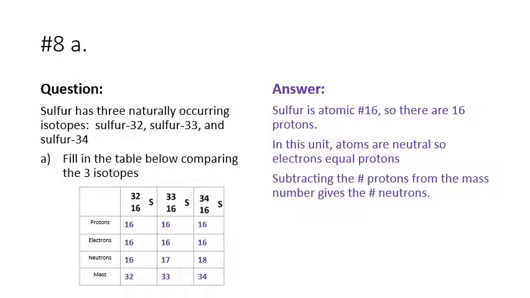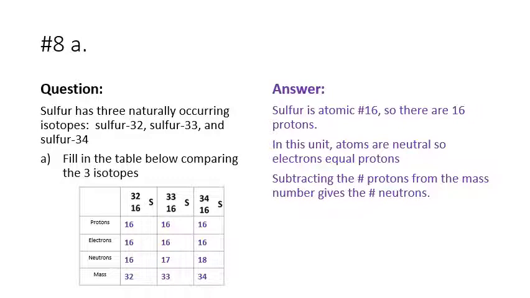Okay, question 8 is asking you about sulfur. Sulfur has 3 naturally occurring isotopes, sulfur 32, 33, and 34. And so question 8 just wanted you to fill in the data table. Because it's sulfur, it's number 16. We know protons are going to be 16 for each. In this unit, our atoms are always going to be neutral. So protons will equal electrons.